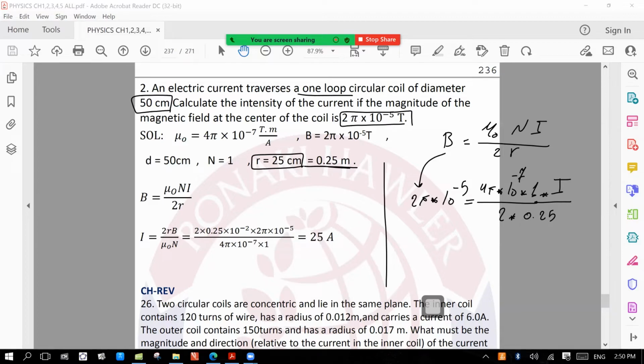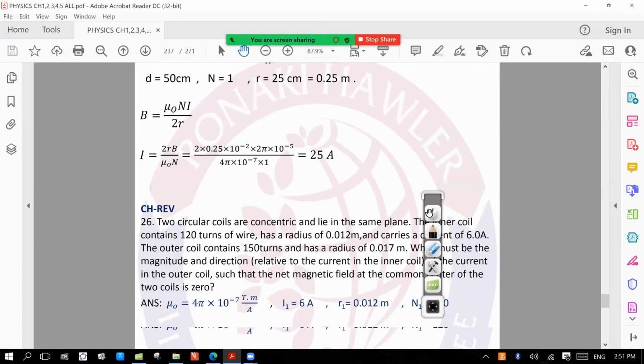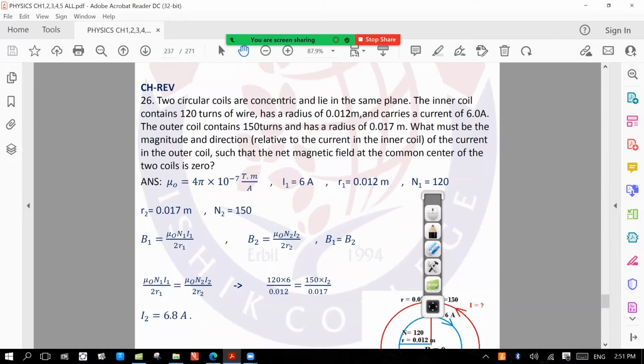0.25, sorry. Now I can cancel 2 pi and 4 altogether, because 2 times 2 is going to be 4, and the 4 with the 4 will cancel each other out, and the pi will be cancelled by the pi. So the result is going to be equal to, as you see, it's written over there, 25 ampere. That's the value of the current which is going through that coil.